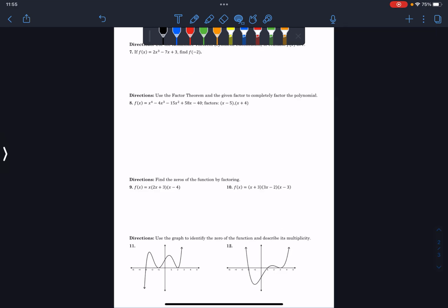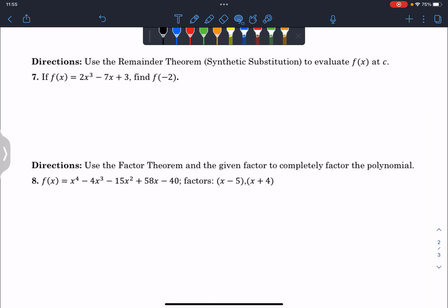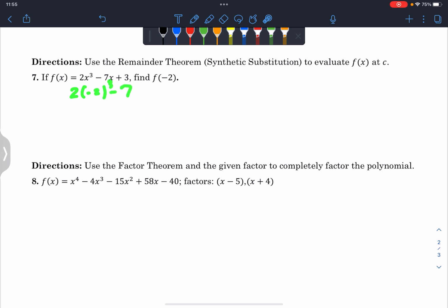And let's now go over the remainder theorem. Now, to use the remainder theorem, which is referred to as synthetic substitution, we use this to evaluate the function at c. So here, we want to know what is the output value when x is equal to negative 2. So instead of using the standard substitution of 2 times negative 2 to the third power minus 7 times negative 2 plus 3, we're going to use this technique of synthetic substitution.